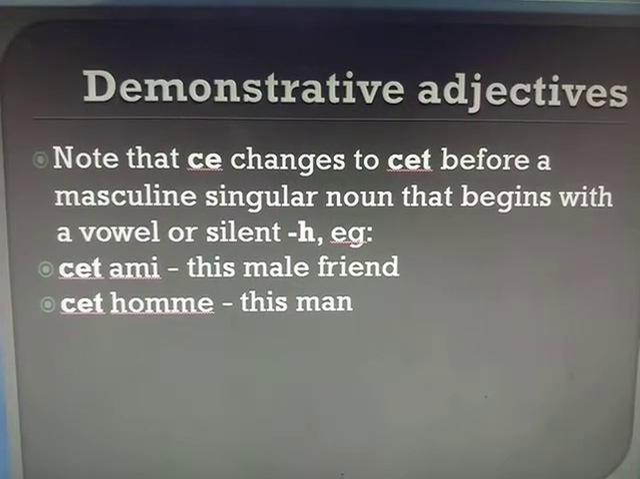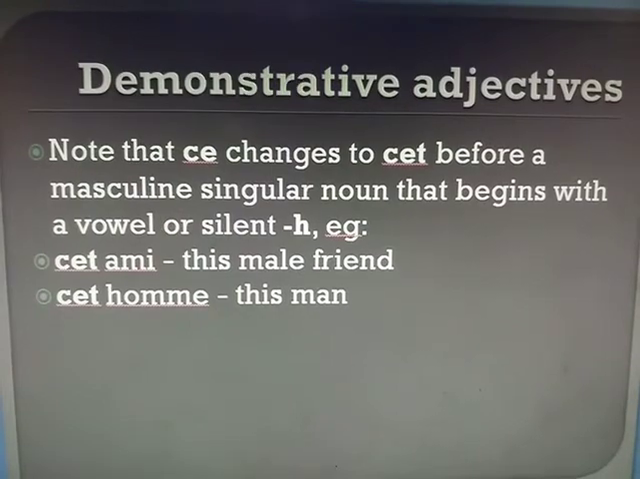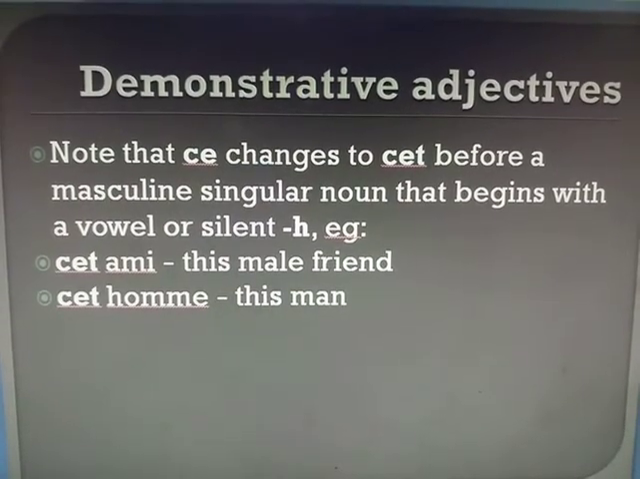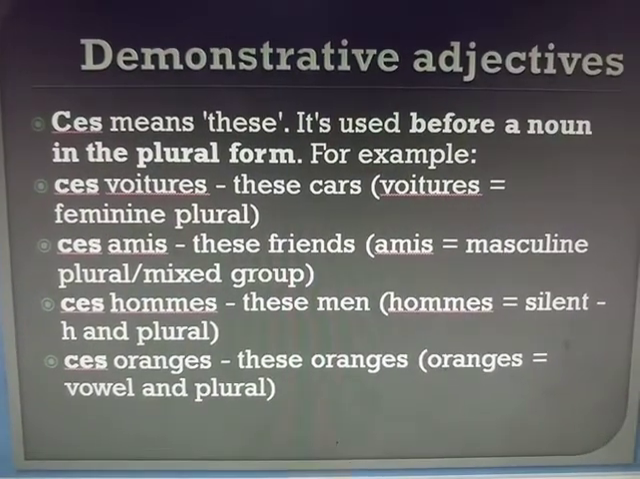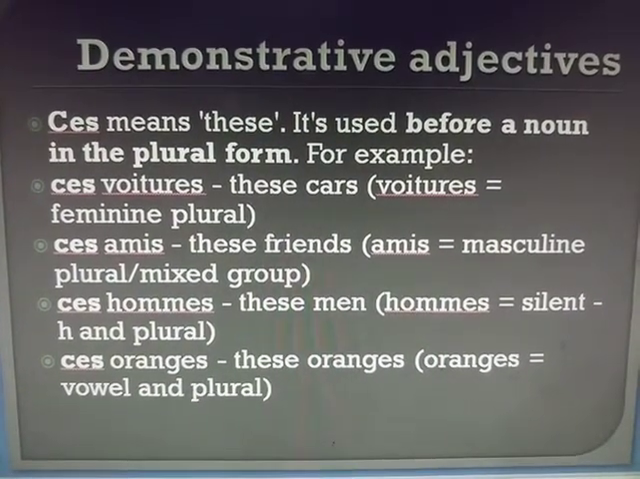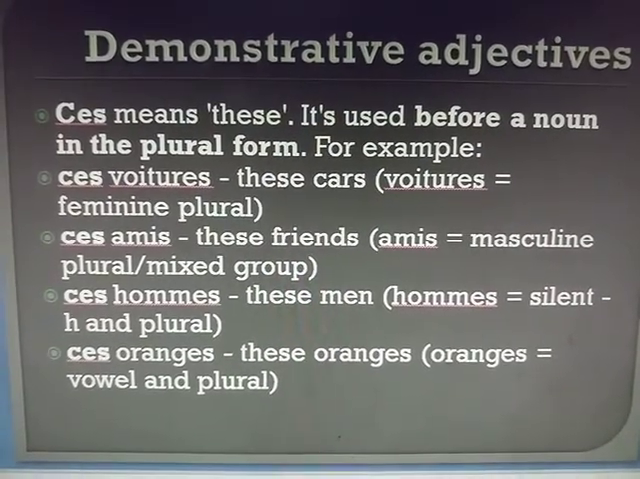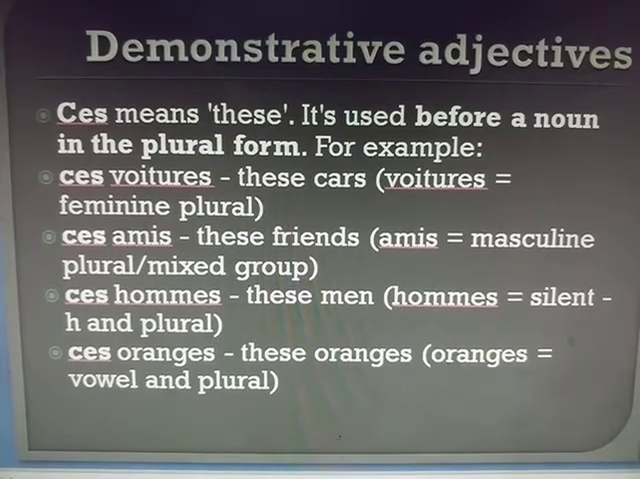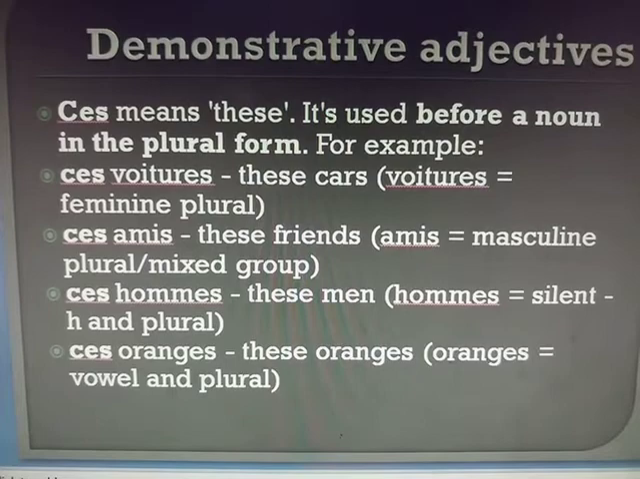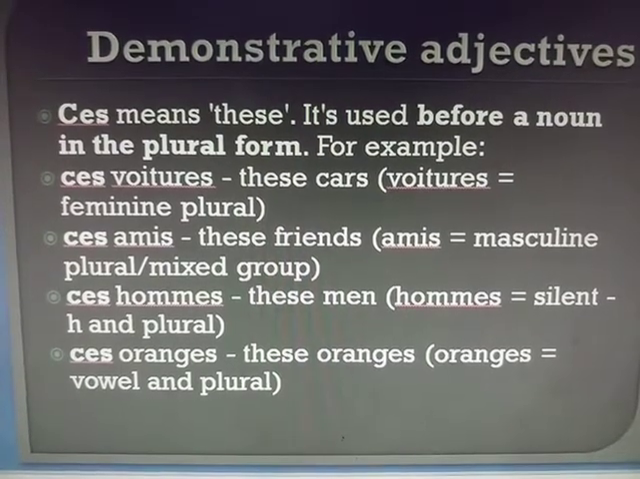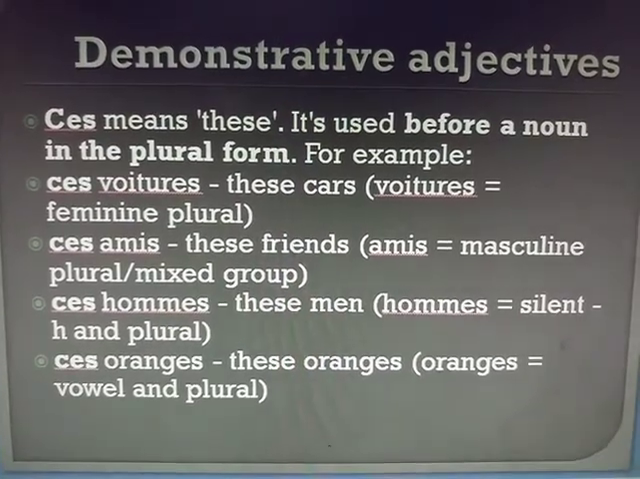Ce changes to cet before a masculine singular noun that begins with a vowel or silent H. Cet ami, cet homme. Ces means these. It's used before a noun in the plural form. For example, ces voitures, ces amis, ces hommes, ces oranges.